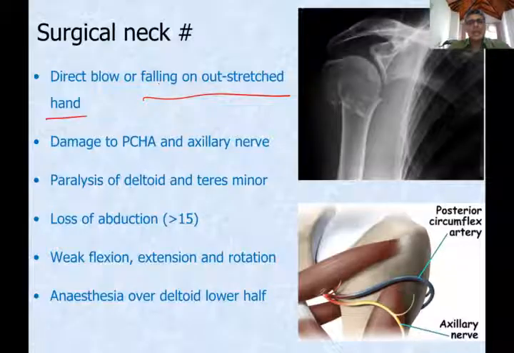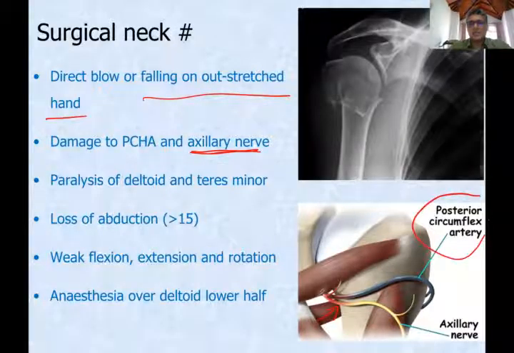Then it can damage the axillary nerve again, just like in shoulder dislocation. When the axillary nerve passes in relation to the surgical neck of the humerus, which is here, behind the surgical neck of the humerus, the axillary nerve can get damaged. At the same time, there's an artery passing with the nerve, which is called the posterior circumflex humeral artery. It also can get damaged.